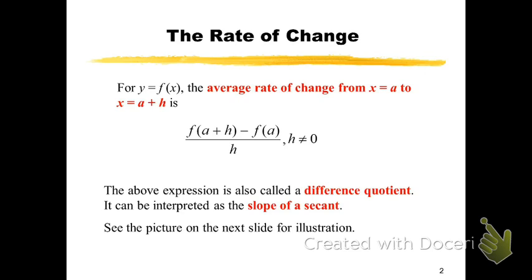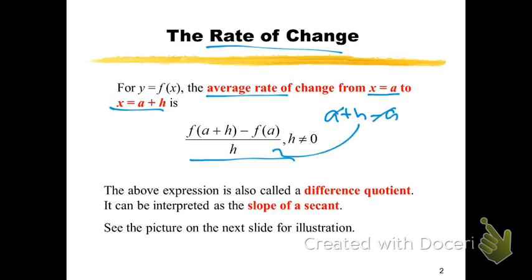So we started with looking at this notion of the rate of change. The average rate of change, if we're going from some x equals a to x equals a plus h, is given by this difference quotient here. Remember the denominator is a plus h minus a, so those cancel, and that's why we just have h. We don't want h to be equal to 0, because then I have 0 over 0, which is undefined. So this is a difference quotient, and we also talked about it being the slope of the secant line.